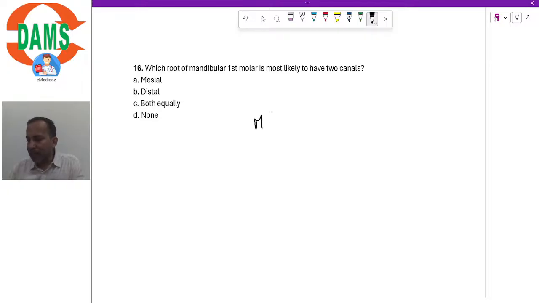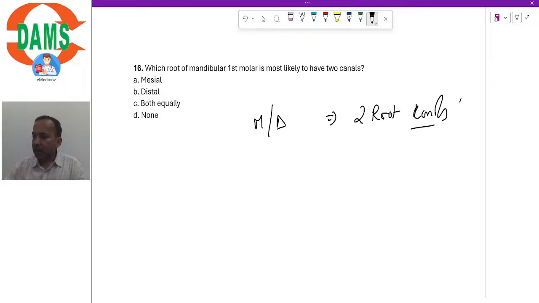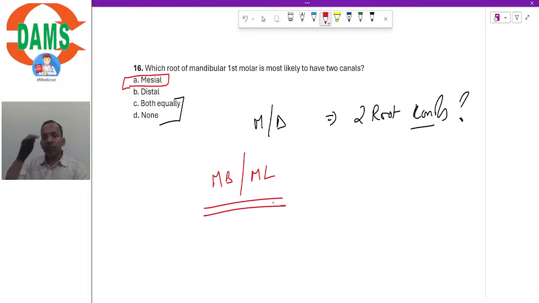So we have just 2 roots, mesial and distal, right? Which of these two commonly has 2 root canals? So obviously we can rule out options C and D, isn't it? Yes, very good. Option A, that is the mesial root, most commonly has 2 canals, mesiobuccal and mesiolingual.